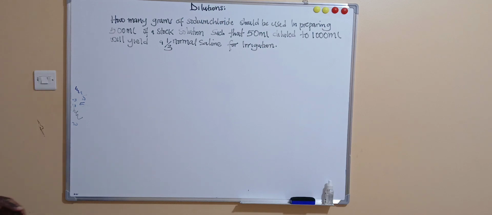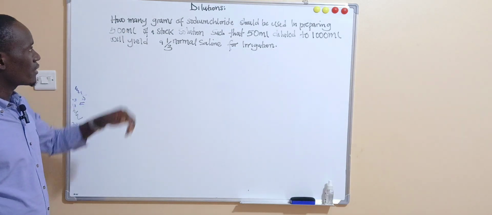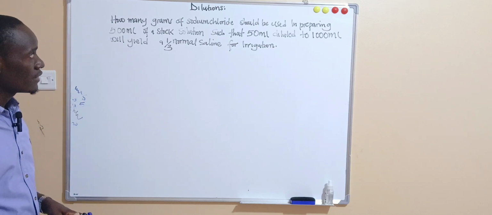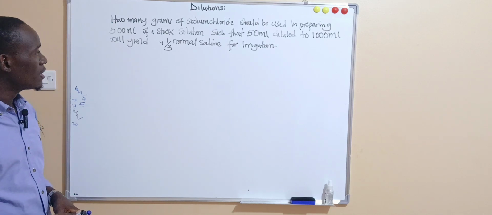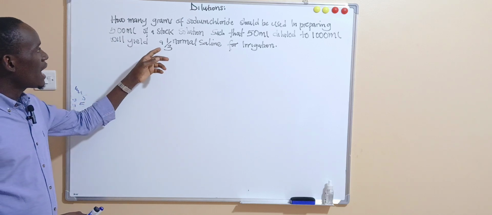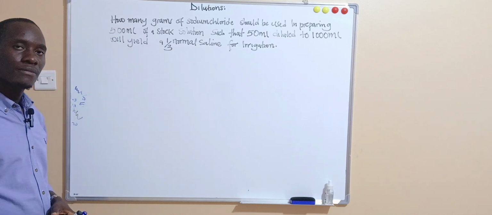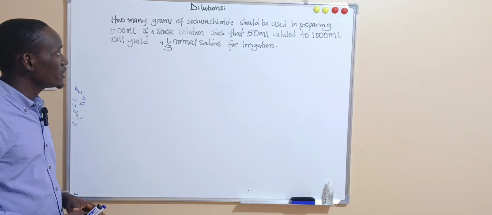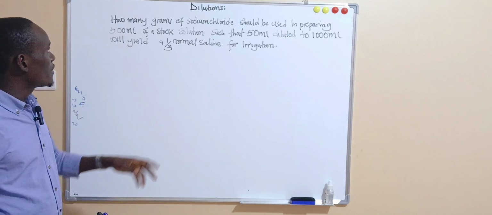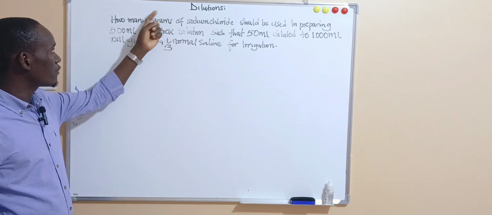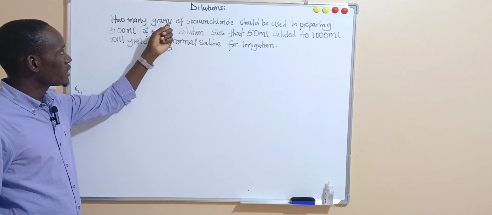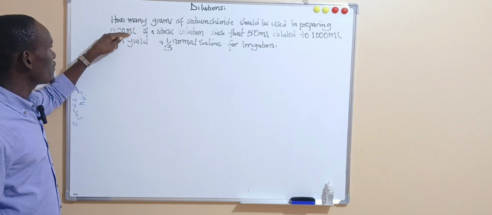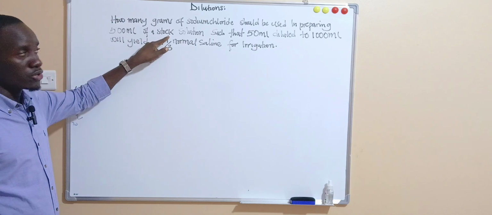Our next example reads, how many grams of sodium chloride should be used in preparing 500 ml of a stock solution such that 50 ml diluted to 1000 ml will yield a third normal saline for irrigation? So, the first thing you need to identify is what you need. They want us to calculate the amount of sodium chloride that was used in preparing 500 ml of the stock solution.